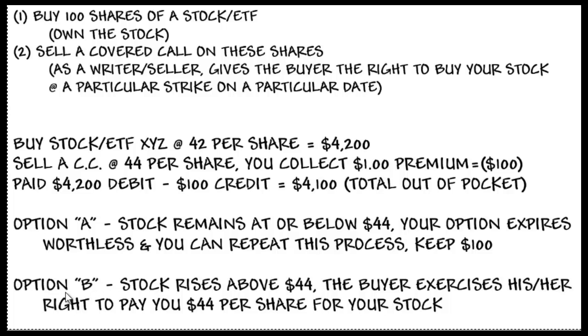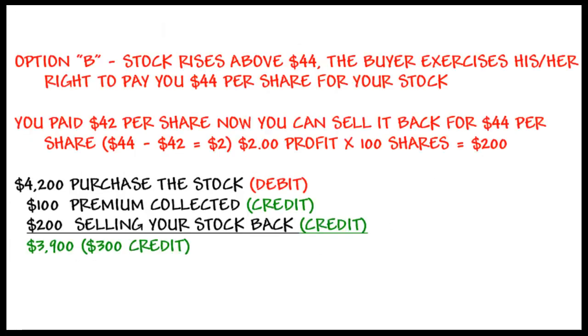Now, option B is not a bad choice either. Let's say the stock rises above our strike price of $44. If it rises above our strike price of $44, the buyer exercises his or her right to pay you $44 per share for your stock. Now this last option is an interesting option, but it also can be very profitable. So let's talk a little bit about the math concerning option B. Now we're going to be talking about the math concerning option B.